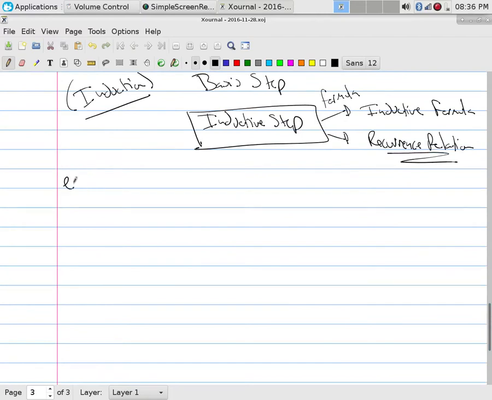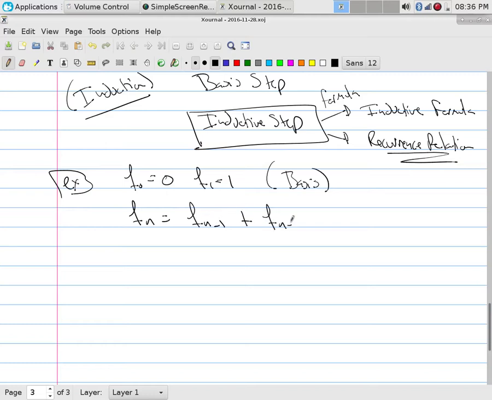So again, say for example the Fibonacci numbers: f of 0 is 0, f of 1 is 1, this is our basis. But on the other hand, if I say to get to a new Fibonacci number, we take the Fibonacci number before it, add it to the Fibonacci number before that, this here is our recurrence relation.